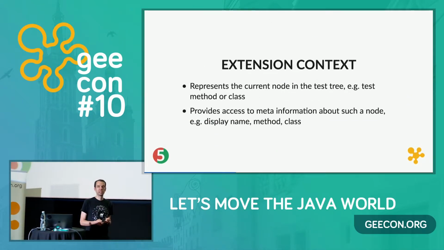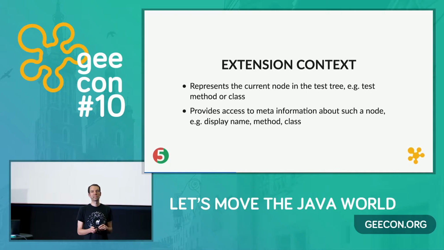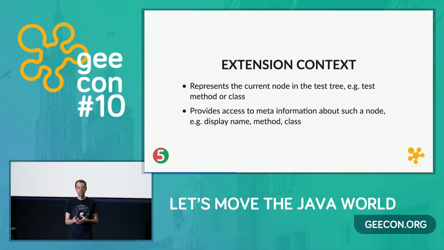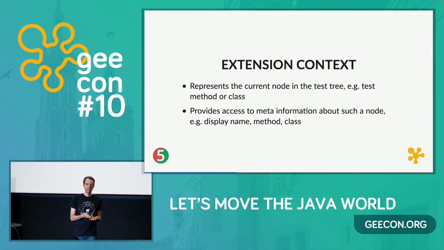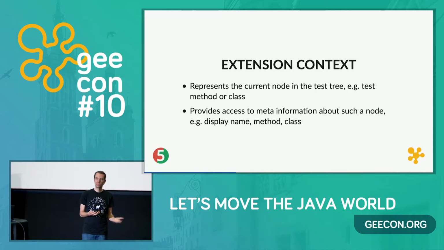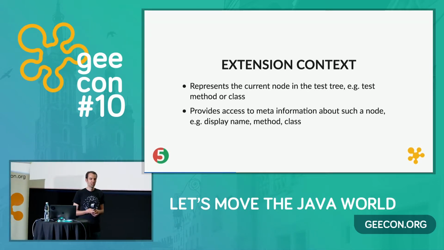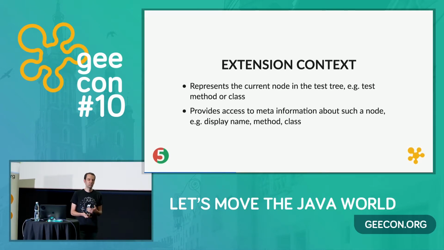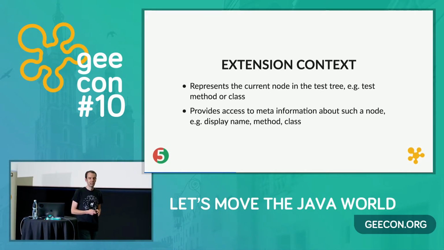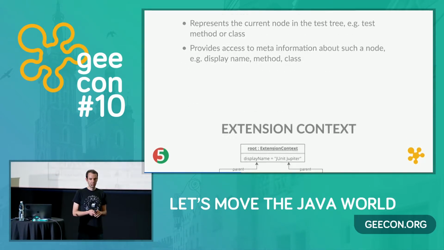So let's revisit some of the concepts that we've seen. First of all, we had seen the extension context, which represents the current node in a test tree. So we can get meta information about the node. It could be a test class or a test method. It has a name, it has tags, it has some other information. We provide all the information that JUnit has to the extension author.